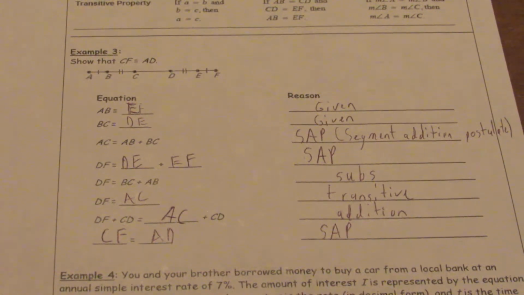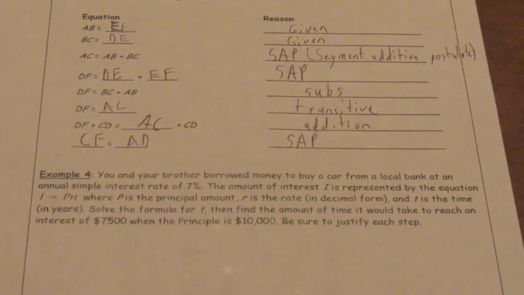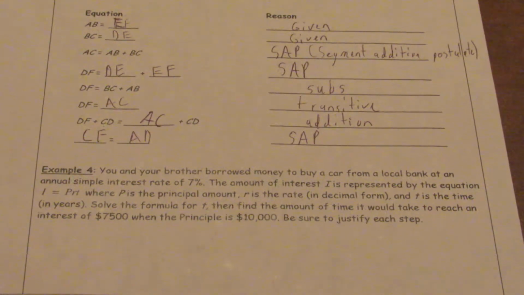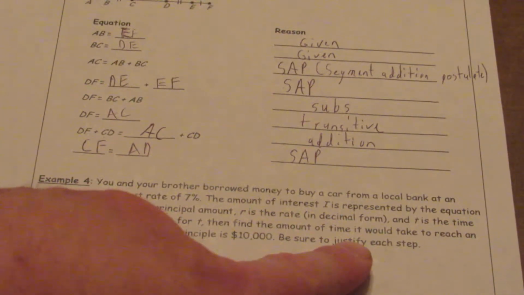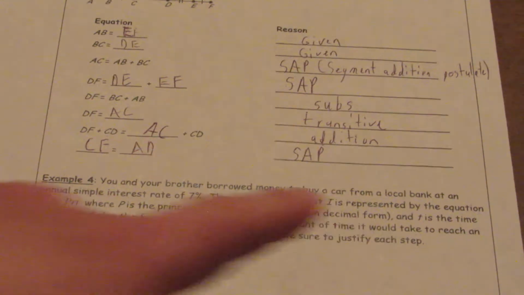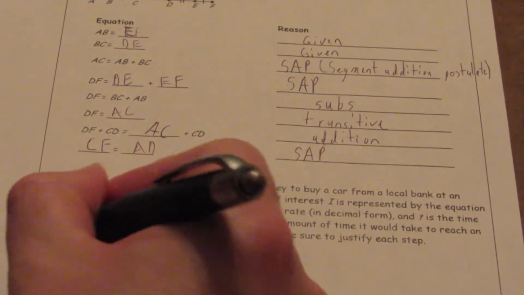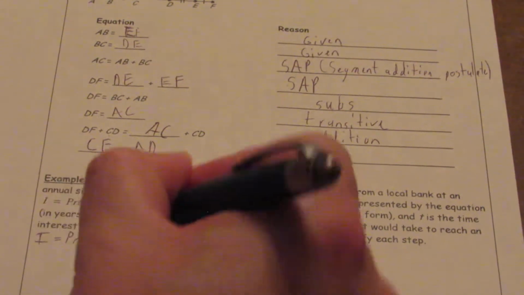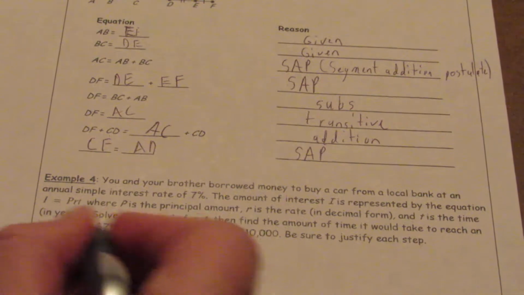Now, the last thing we have here is a word problem. And they ask us to solve the formula for T, find the amount of time, but it also says to make sure to justify each step. So we're doing this as a proof. Okay, so I have I equals PRT. That's my given. They give me some numbers here, so we're going to sub those in.